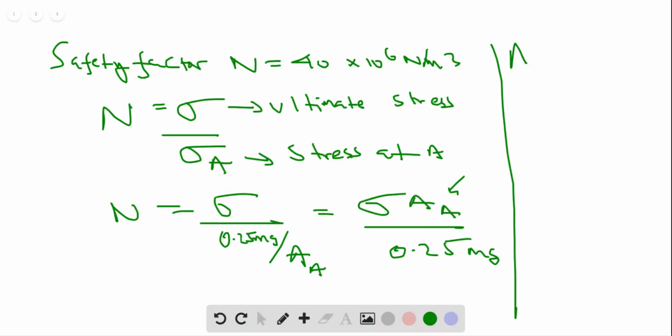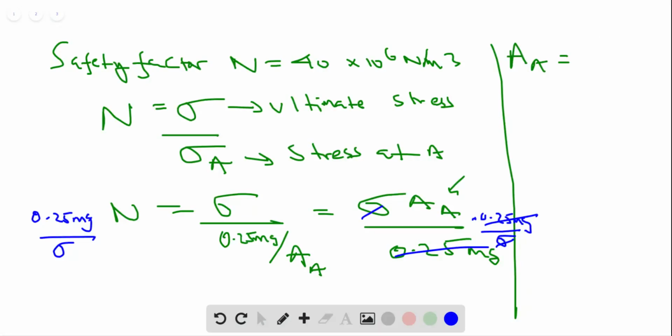So the area at A will become, we have to multiply both sides by, just take note of this, the reciprocal, 0.25 mg, and I'm just highlighting that so you see how critical that is. 0.25 mg helps us cancel out these terms. So we have the area at A being equivalent to the safety factor times the reaction at A, which is 0.25 mg, and we're dividing that by the ultimate stress.